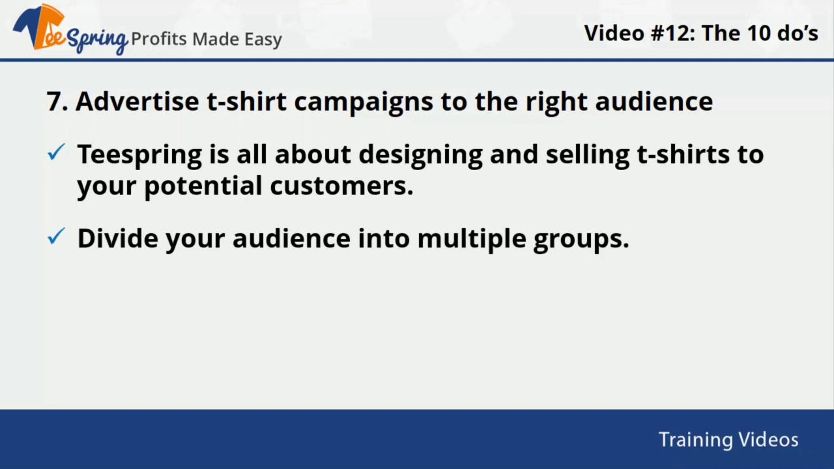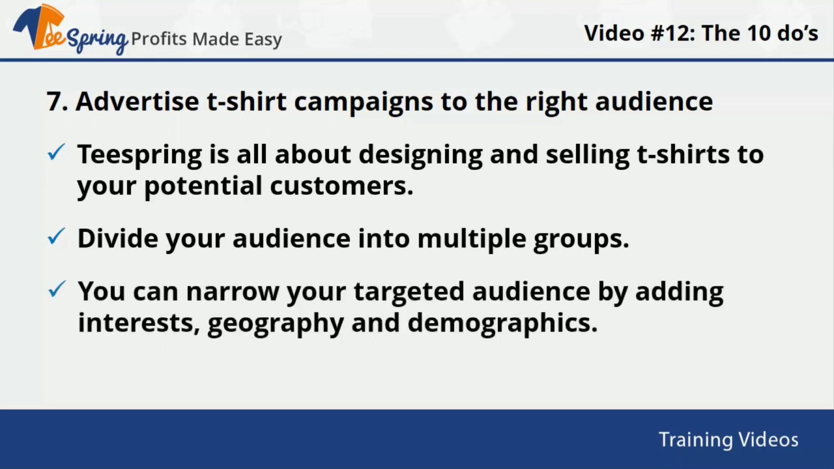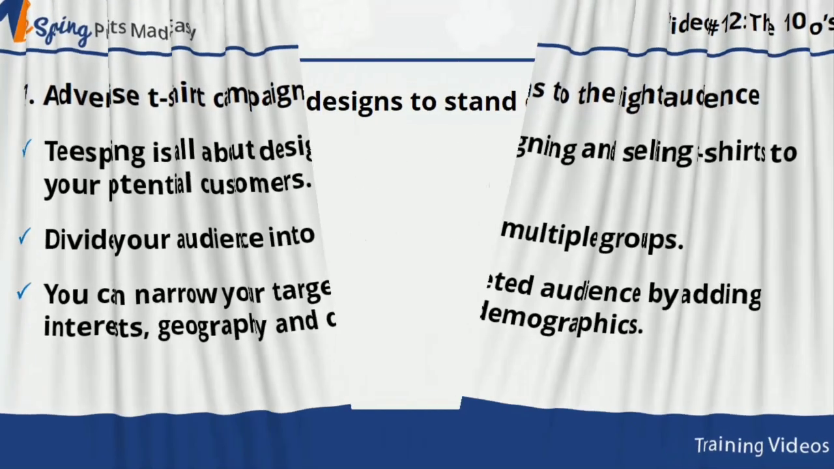Create multiple ads for each individual group and use A/B split testing to determine the best ad. You can use Google Ads to appear in search engine results pages and Facebook ads to target your Facebook audience. You can narrow your targeted audience by adding interests, geography, and demographics. Analyze your Teespring campaign regularly to optimize your ads and outcome.